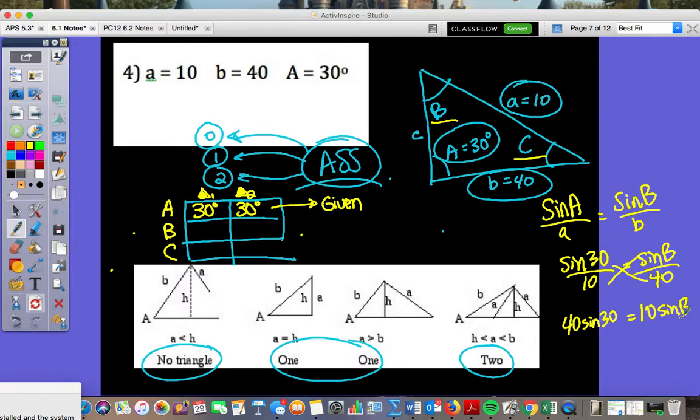Okay? Is 20 right there? Perfect. And then, so we've got 20 here. 20 is equal to 10 sine of big B. How would I solve for sine of B here? Divide by 10. Nice. Okay? Now, here's the kicker. This will be 2 equals sine of B. All right? Right down there is where we're at.